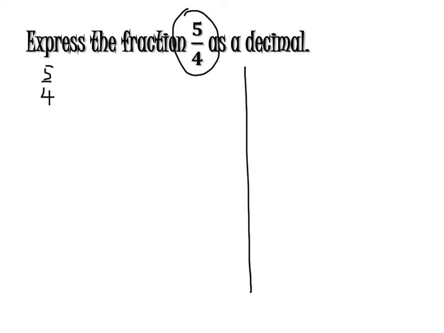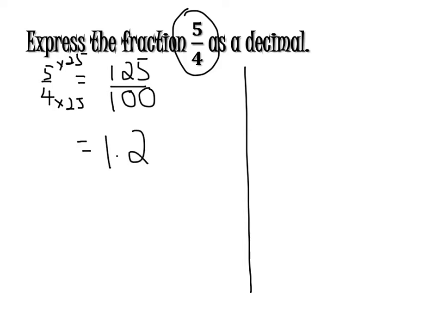So 5 over 4, I will just convert it straight away. So 4, I know it will become 100. So this will be, now 5 times 25, if you work it out, I'm going to do it quickly, because I don't want to waste time. It will be actually 125 over 100. And so 125 over 100 is actually 1.25. Okay, so this is your answer.